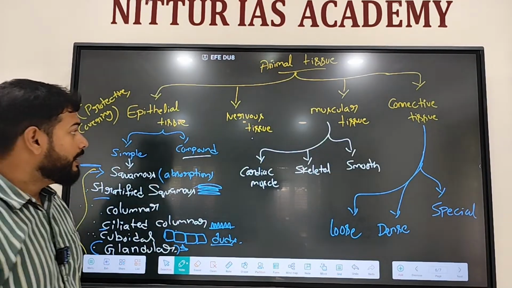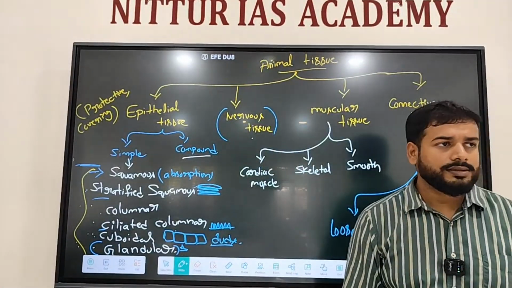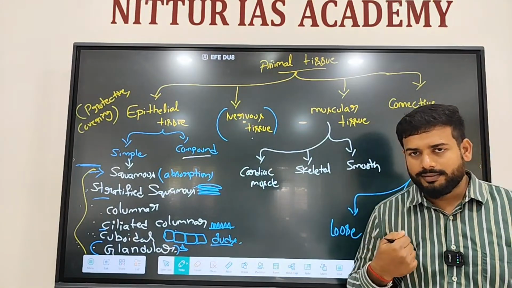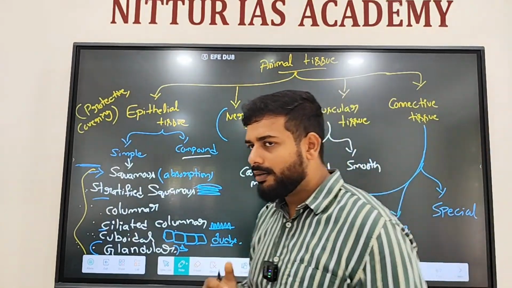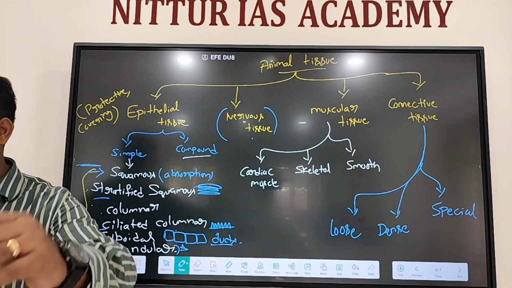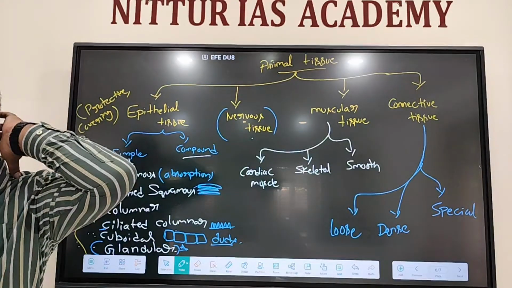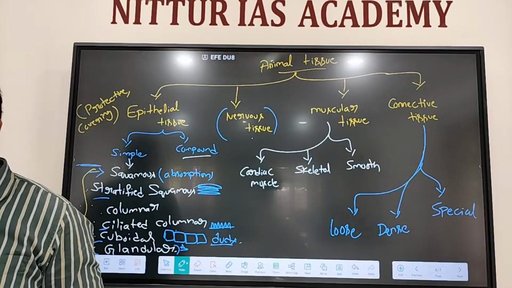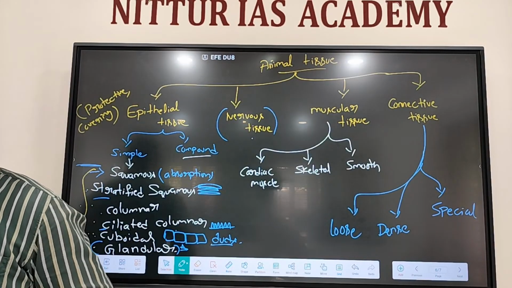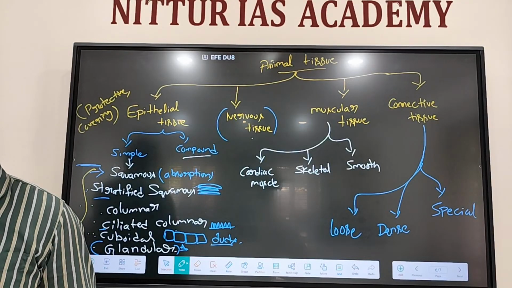Okay. Nervous tissue. Our central nervous system consists of our brain, our spinal cord, and the nerve cell. If you touch here, you will feel your backbone, right? Spinal cord means the spinal cord in the backbone.